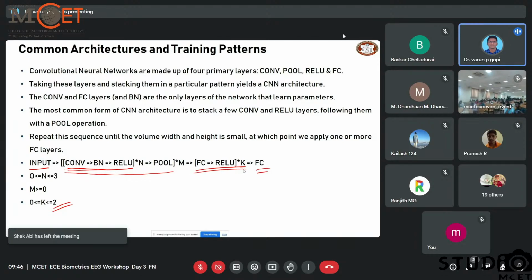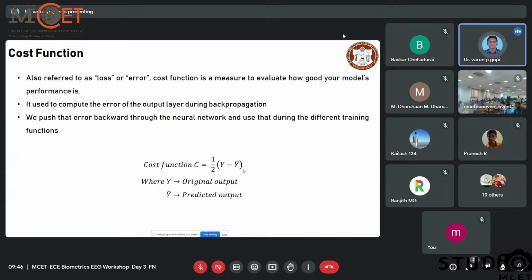That will be the maximum. So if you know this rule, you can easily design your own customized networks for your application. The next is the cost function.